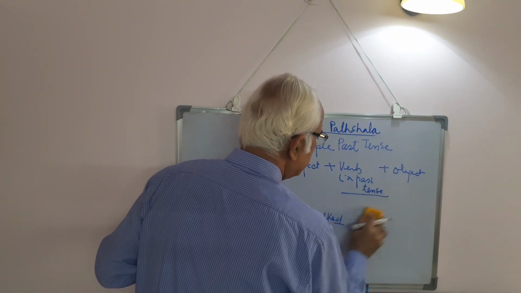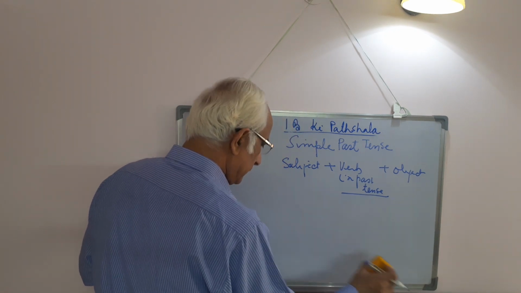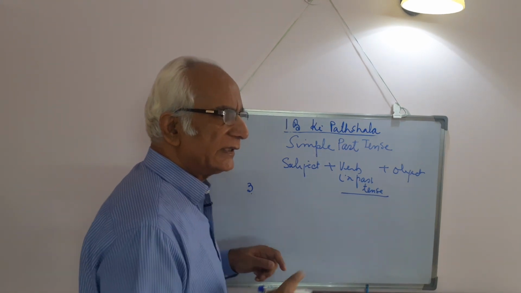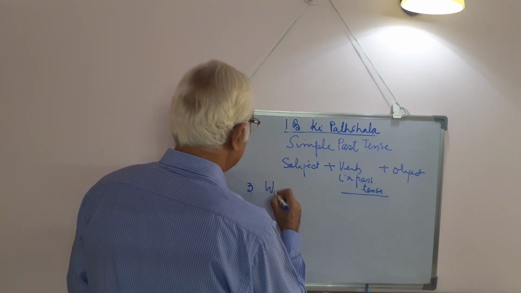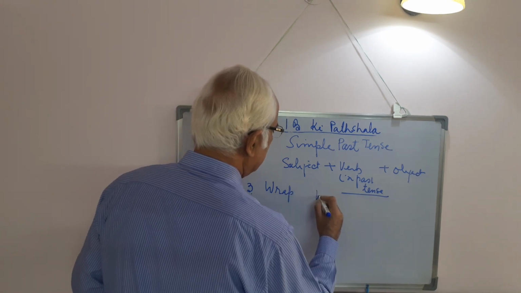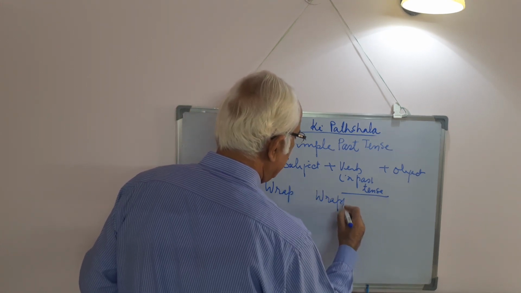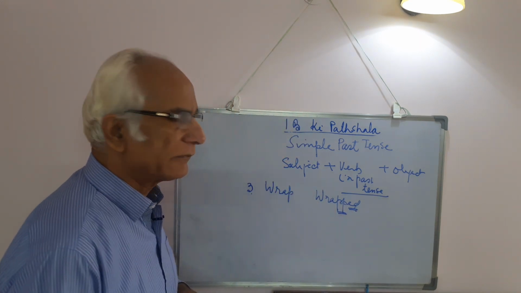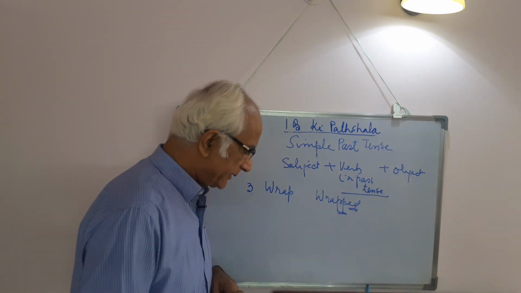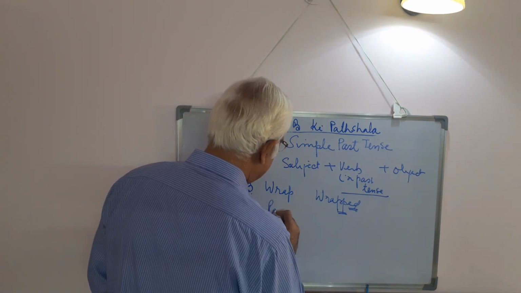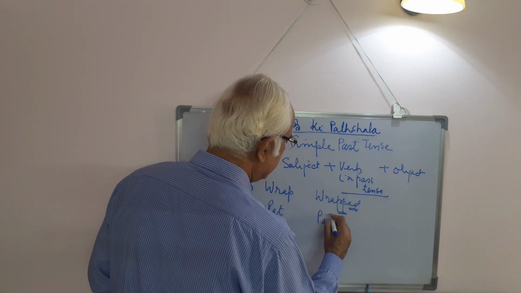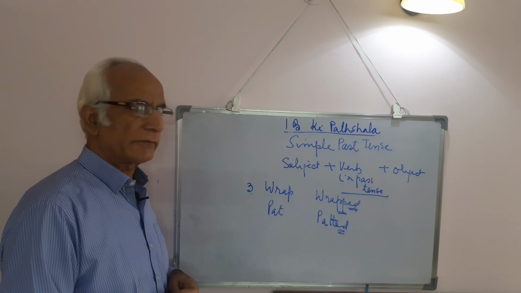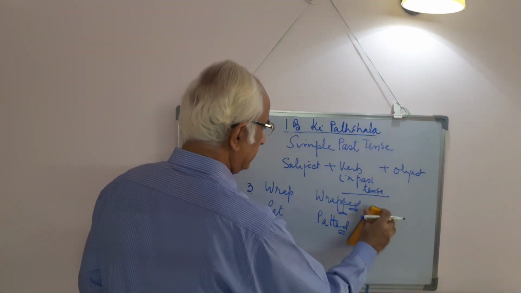What is the third rule? Third rule is we have to repeat the letter. Rap, R-A-P-P-E-D. We add ed, but we repeat the last letter. Rap, wrapped. Pat, patted. We add ed, but we repeat the last letter. So this is the third rule.